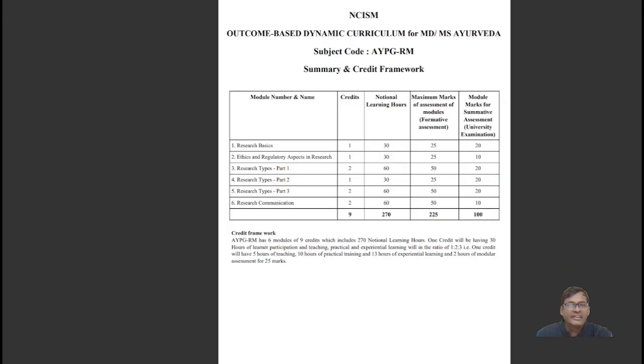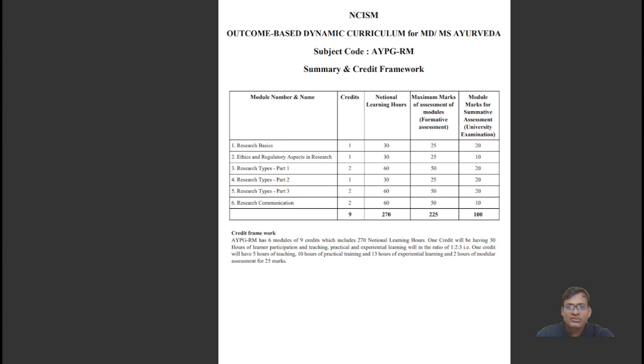So let us start with the subject code. They have given IPG. RM means research methodology, AY means Ayurveda postgraduate research methodology. This is the summary and credit framework of this entire course, that is research methodology. The module number and name in the first column is the first module, research basics. It covers the whole research basics. The number of credits allotted for research basics is 1, and the notional learning hours given for this module is 30 hours.